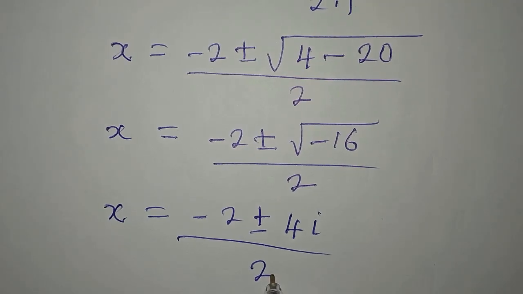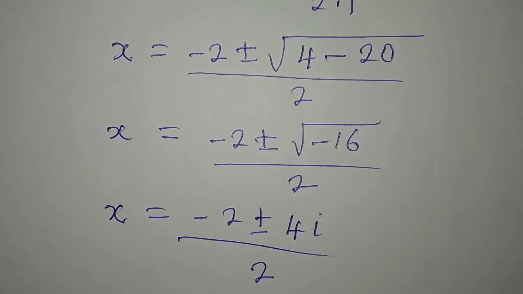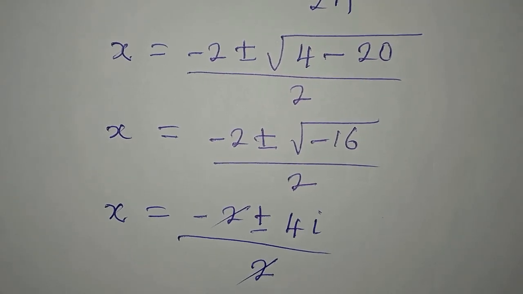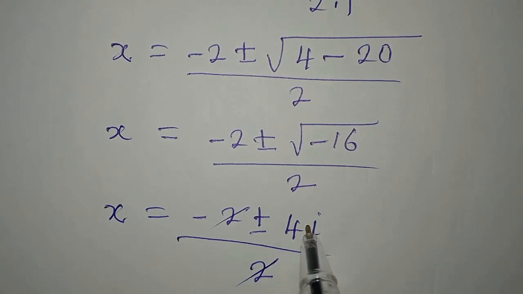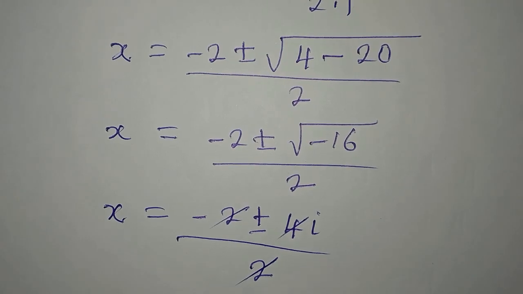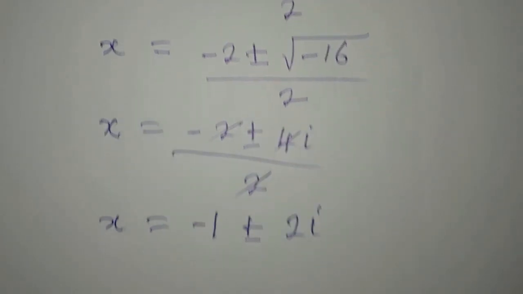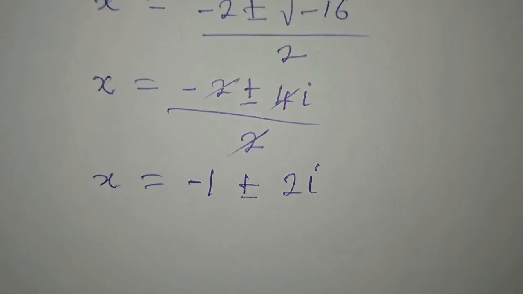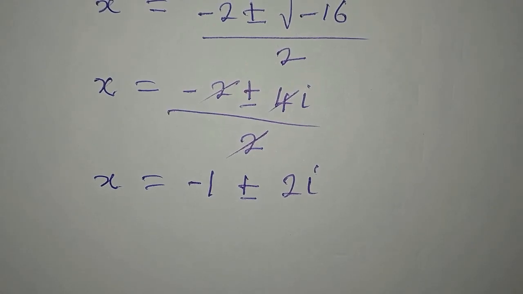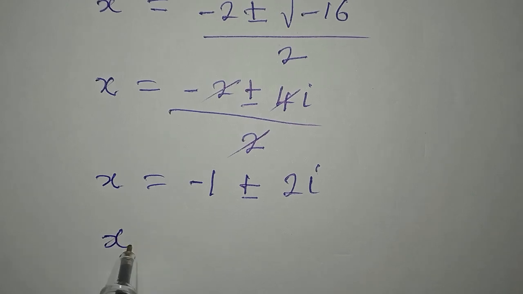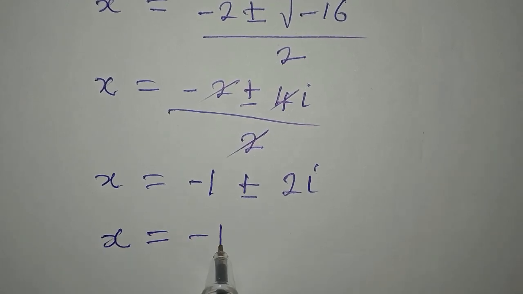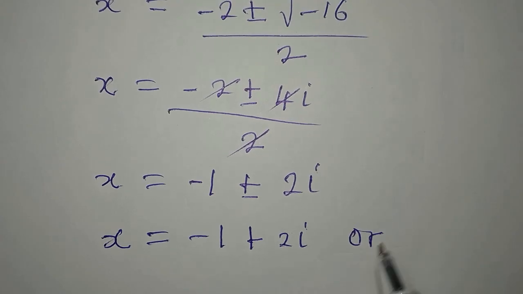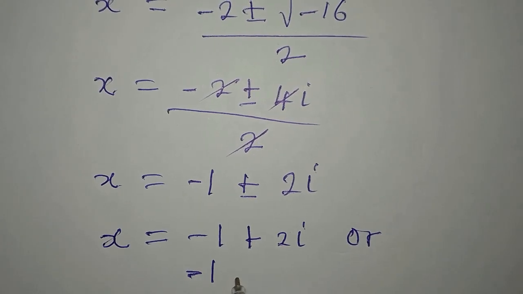Now what do we do from here? x is equal to, 2 can go here now, so we get minus 1. Then plus or minus, the same 2 will go into 4, so we have 2i. Okay, so we have minus 1 plus or minus 2i. So our x will now be equal to minus 1 + 2i, or minus 1 - 2i.